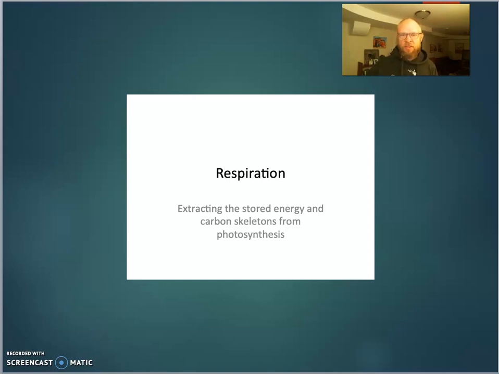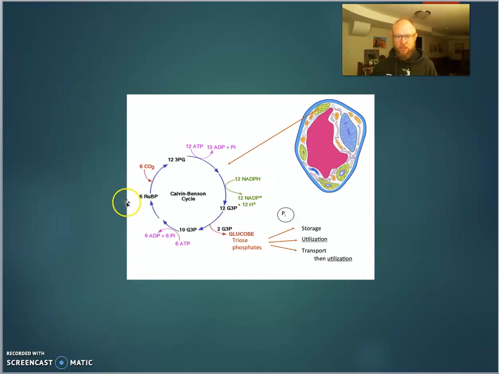Respiration we think of as serving two really important functions in the plant. One, it takes the energy that's stored in those carbon compounds from photosynthesis and releases that energy to be used in other places. Also, it can break those sugars down into smaller pieces that are used as building blocks for other tissues. So they produce carbon skeletons that can be used for new tissues, or they produce energy to drive physiological processes.